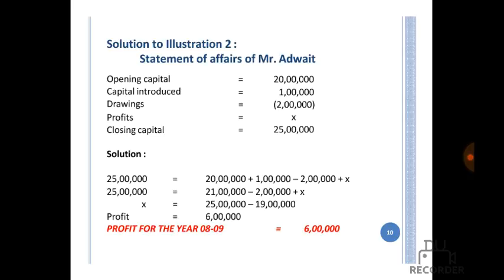25 lakh is closing capital, 20 lakh is opening capital, 1 lakh is additional capital, minus 2 lakh is drawings, plus profit. We subtract these from 25 lakh and we get a profit of 6 lakh. The profit for the year 2008-9 is rupees 6 lakhs. This is one of the problems in the statement of affairs method.